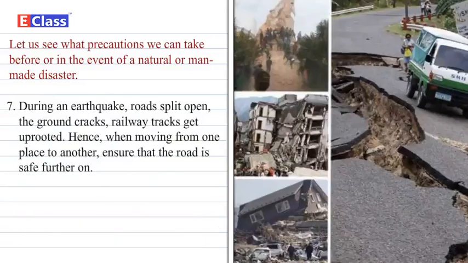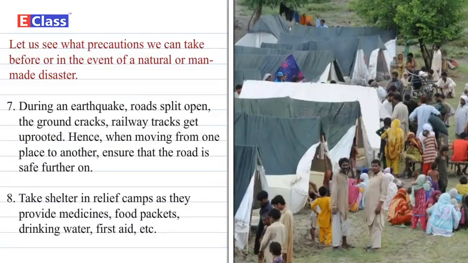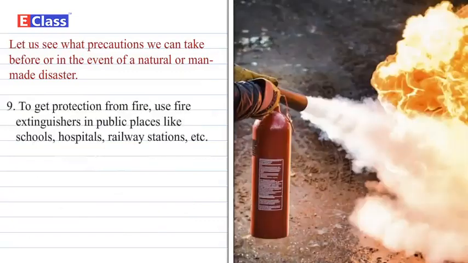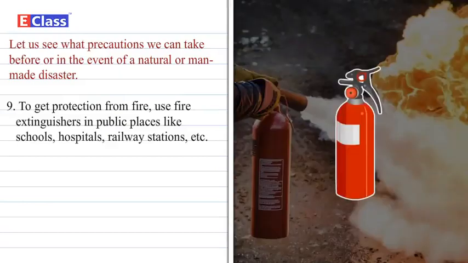7. During an earthquake, roads split open, the ground cracks, and railway tracks get uprooted. Hence, when moving from one place to another, ensure that the road is safe further on. 8. Take shelter in relief camps as they provide medicines, food packets, drinking water, first aid, etc. 9. To get protection from fire, use fire extinguishers in public places like schools, hospitals, railway stations, etc.